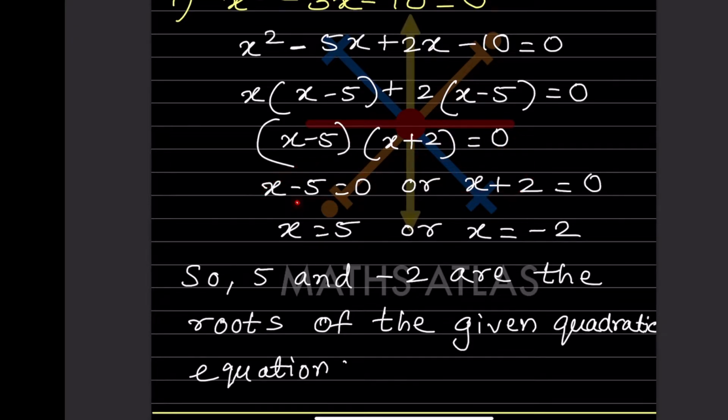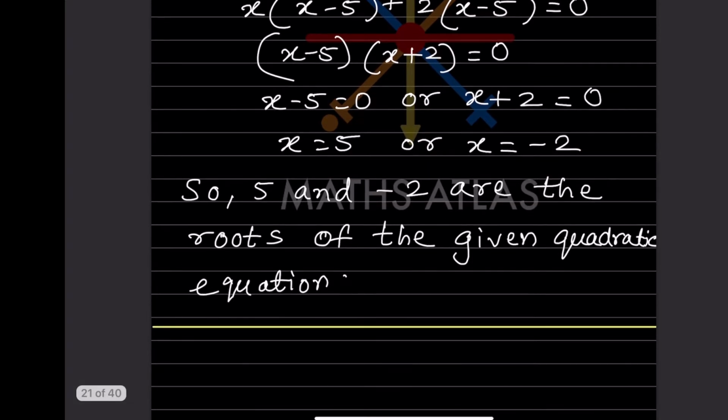Now when you rearrange this, what do you get here? x is 5, because -5 goes to the other side and becomes plus 5. And here, if this goes over, it is going to be -2. So whatever values of x you got, you got 2 values. They are called the roots of the given quadratic equation: 5 and -2.